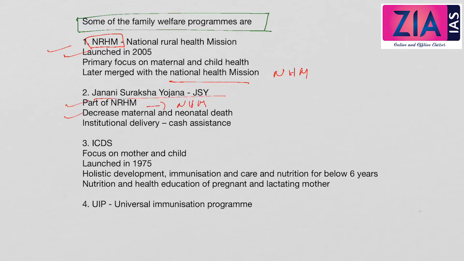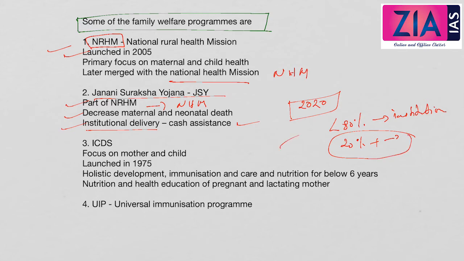To decrease maternal and neonatal death, institutional delivery was given main importance by providing cash assistance for undertaking institutional delivery. The statistics in 2020 say that less than 80% of births take place as institutional delivery in India. That means another 20% plus happen either at home or in other similar setups, which is not preferable. We have to move more towards institutional delivery to serve the mother and the child. Only then can we decrease maternal and neonatal death.